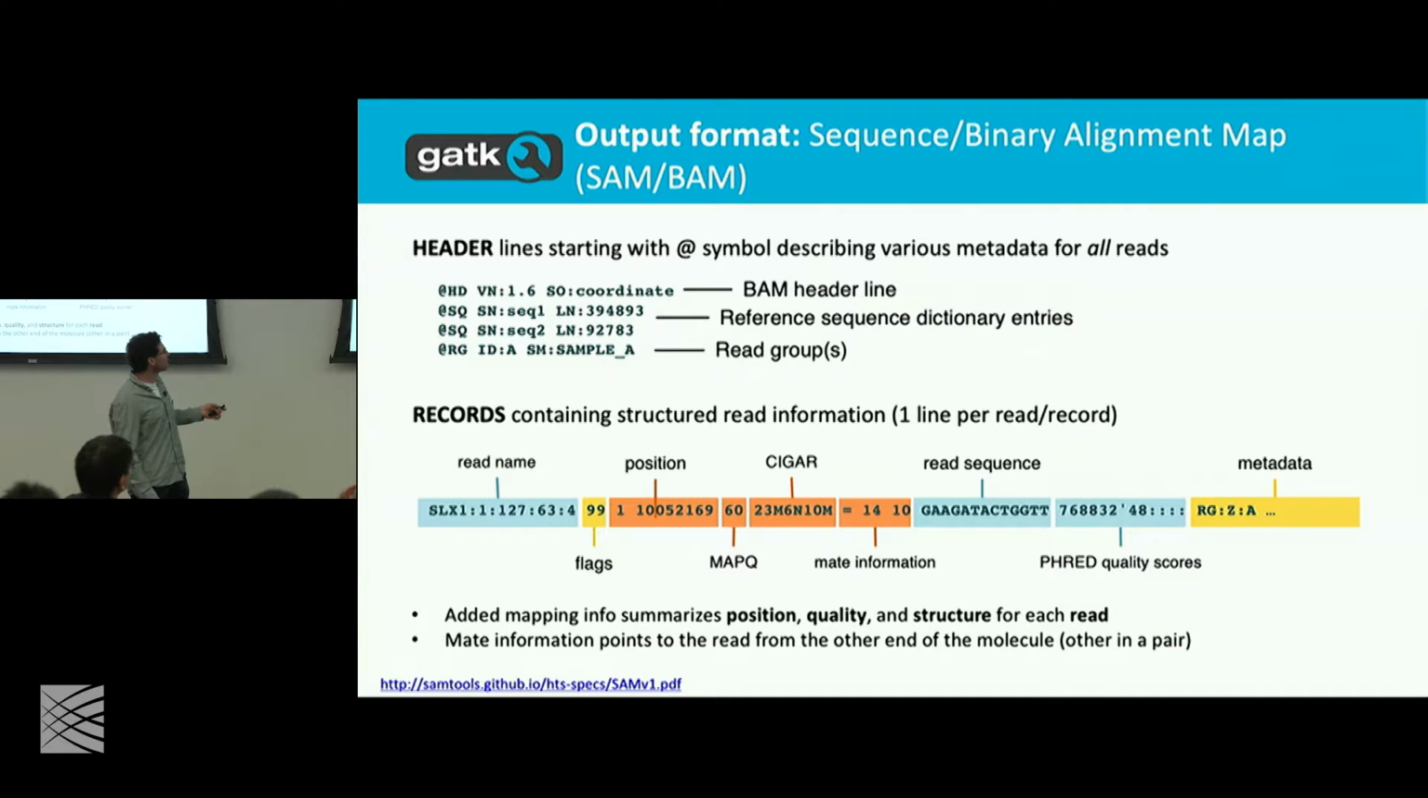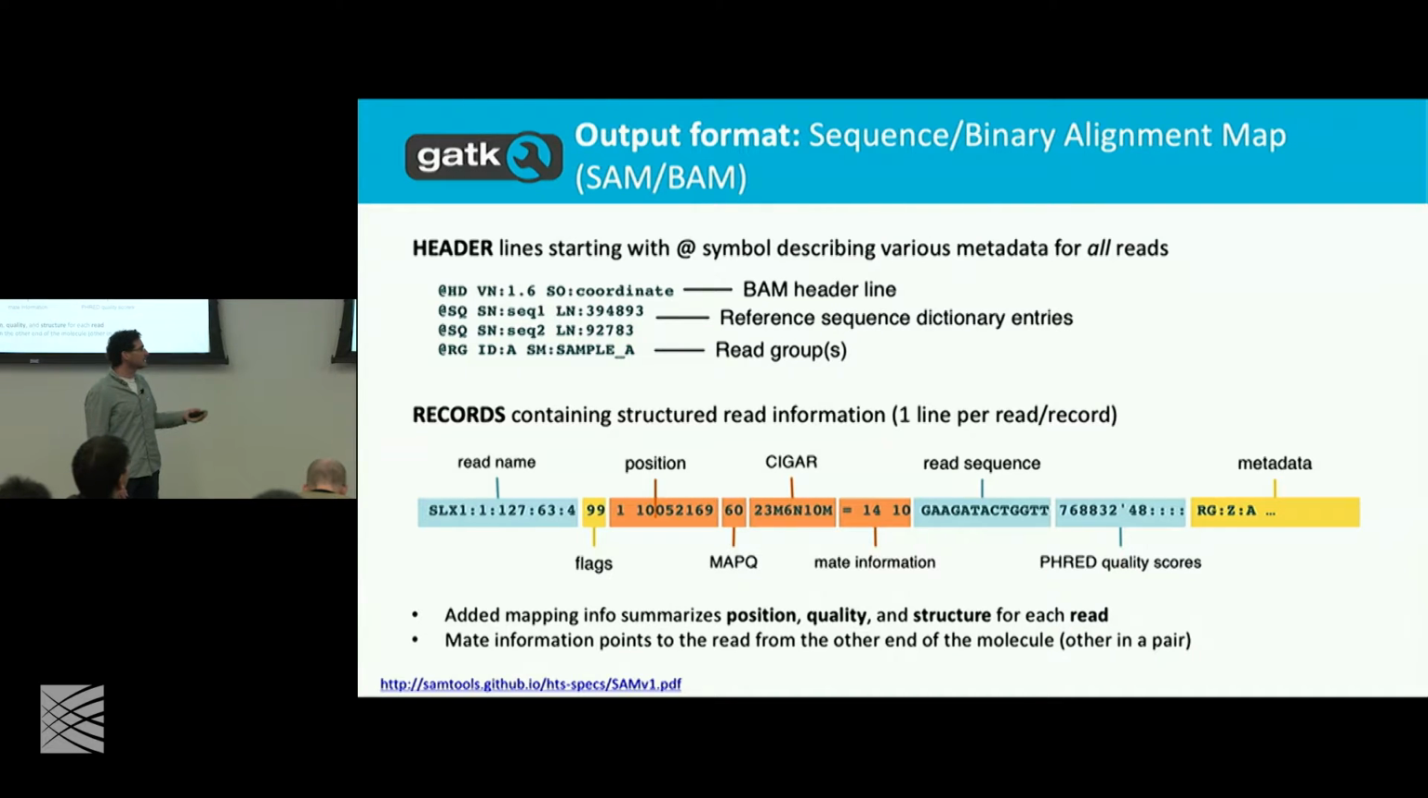And then after the header, there are records that all look like this, and they have information about the read and about the mate if the mate is present. So the name of the read, which is basically an encoding of the physical location where this read came from, the name of the machine, the flow cell, the lane, et cetera, et cetera.